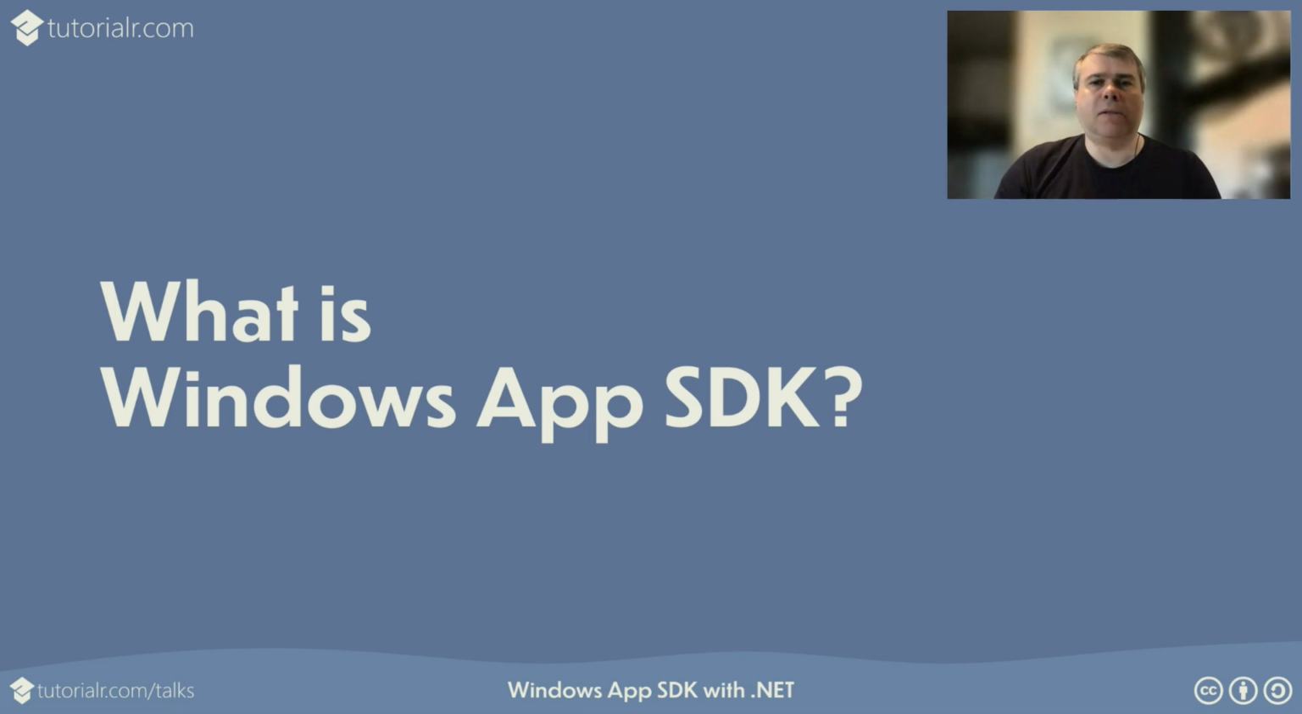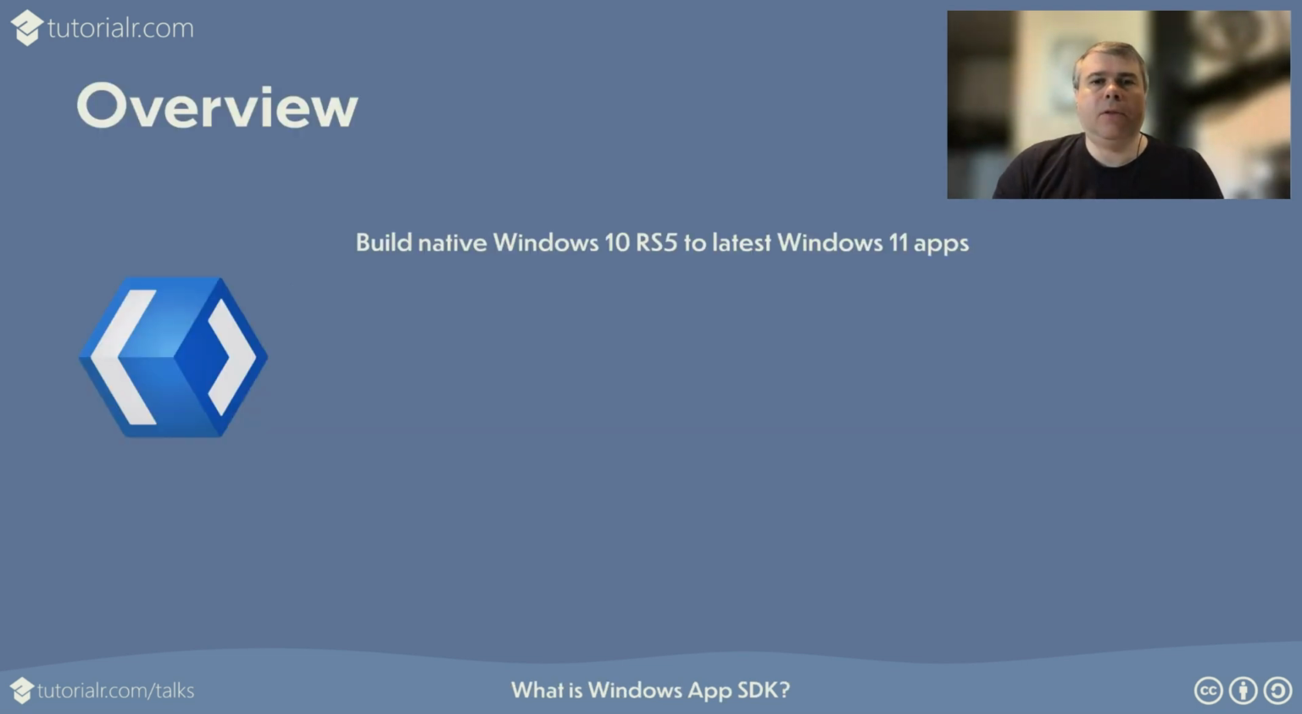What is Windows App SDK? Windows App SDK provides a unified set of APIs and tools to create native Windows desktop apps targeting from Windows 10 RS5, the latest version of Windows 11. Windows App SDK is not tied to updates to Windows, but instead delivered via Microsoft.WindowsAppSDK from NuGet, which is updated at least every 6 months.